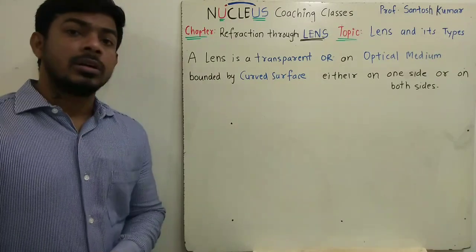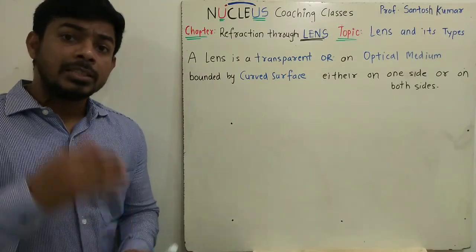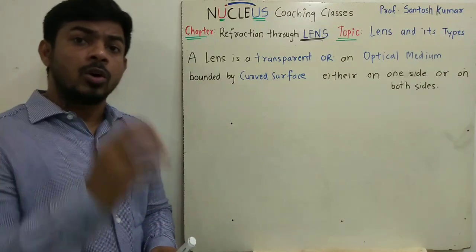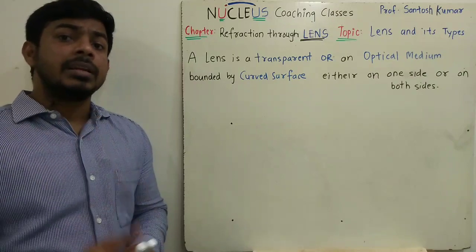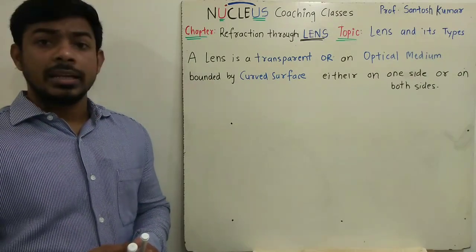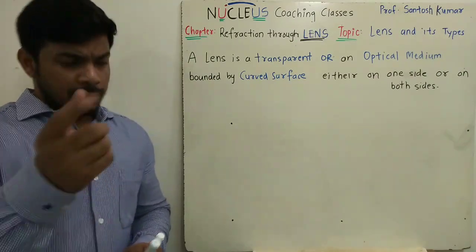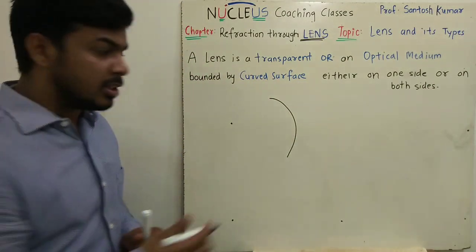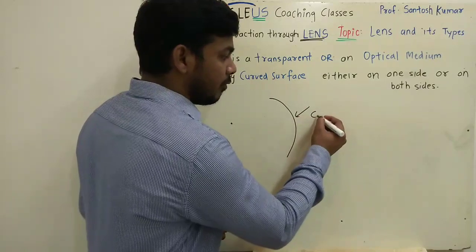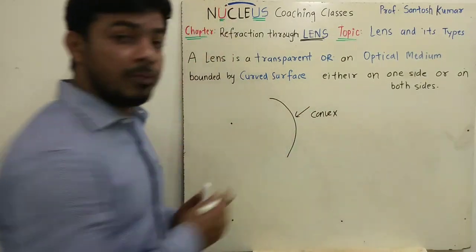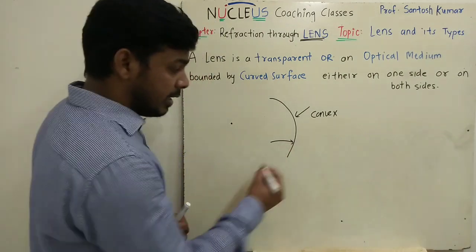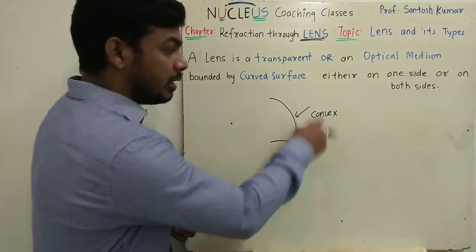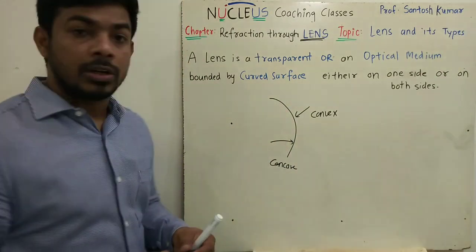If I talk about the type of lens, based on the action of lens, whether a ray of light seems to be converging or diverging, the lens can be classified as a convex lens or a concave lens. So first I'll tell you the shape of a curved surface. If I talk about this curved surface, this shape will be convex. I hope you are aware of it. And this inward shape is called concave. You have to remember, the outer one is called convex and the inner one is called concave.